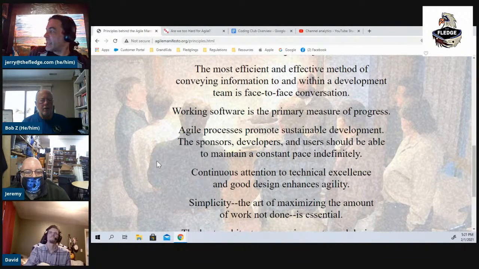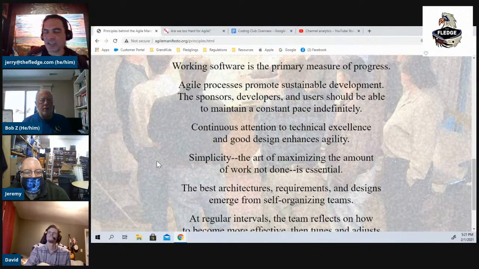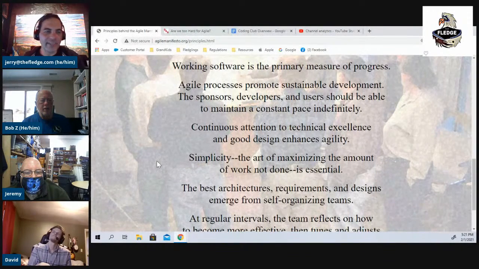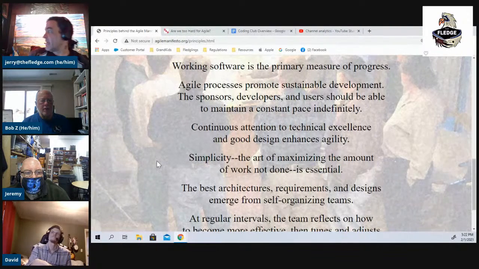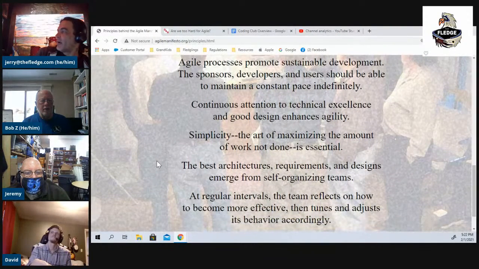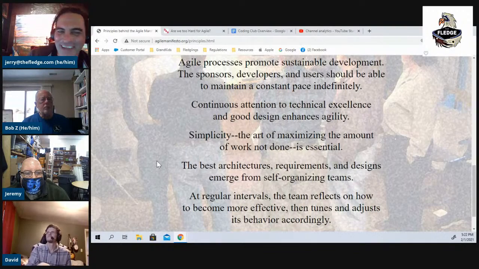And again, the progress isn't about how many things get checked off the Gantt chart. The progress is about, do you have working software that helps the user do what they're trying to do better? And then sustainable development: keep the pace, keep going. You understand your pace. I'm going to run out of time because I got to be done at 5:25.